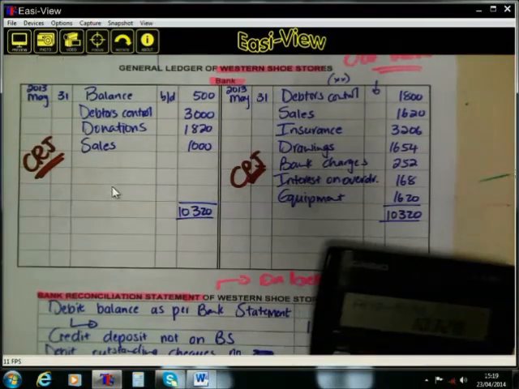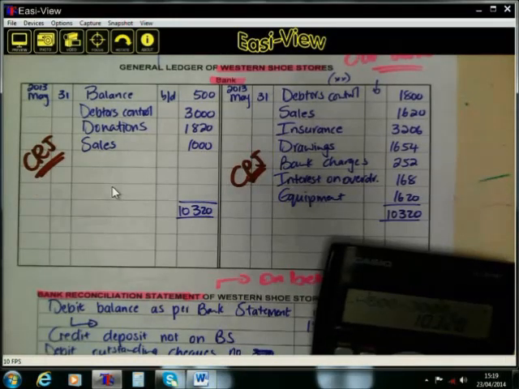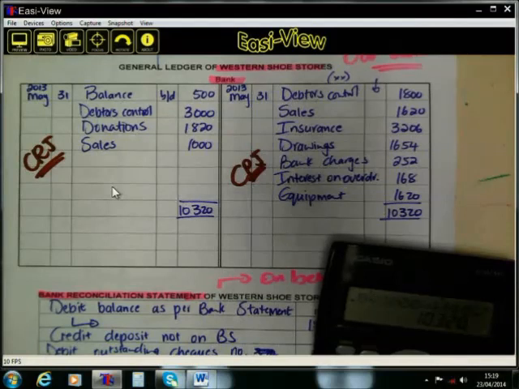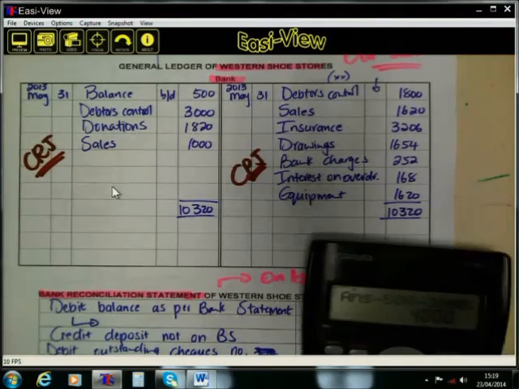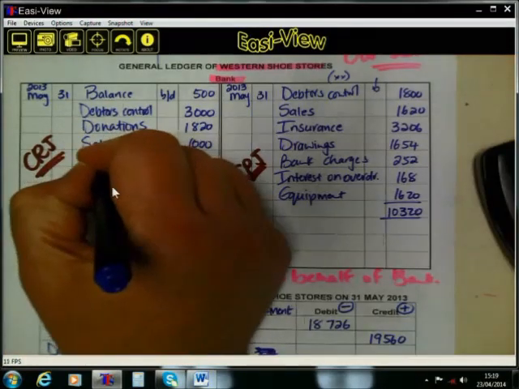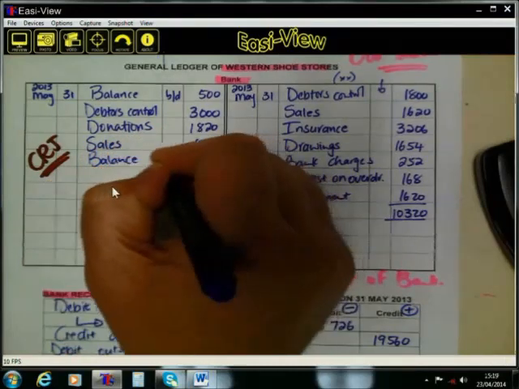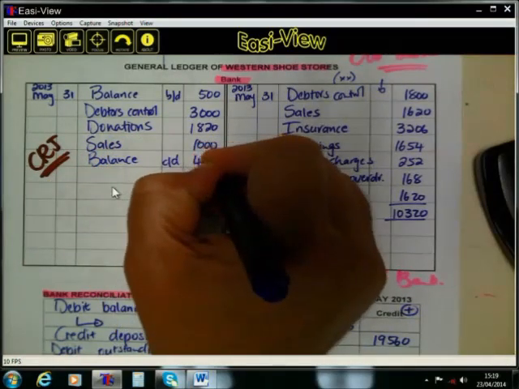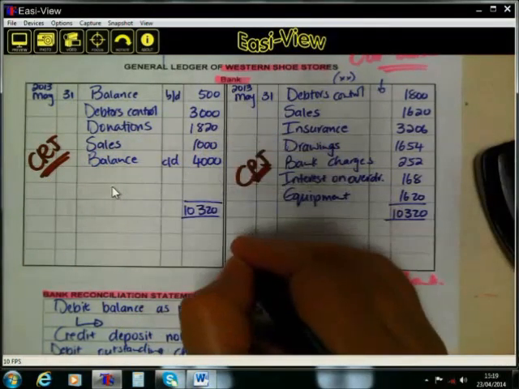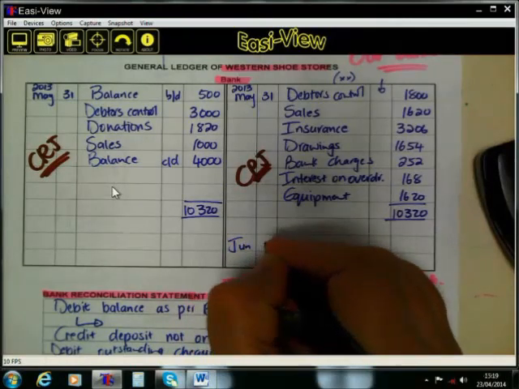minus the 500 in the beginning of the year, minus the 3,000 rand debtor that paid money directly into our bank, minus the donation of 1,820, minus the sales that was too little of 1,000 rand, and that gives you a balance carried down of 4,000 rand. This is May, so this is June the 1st.